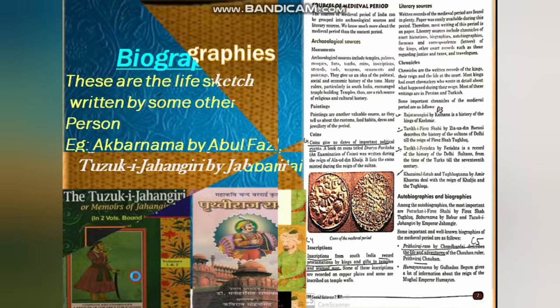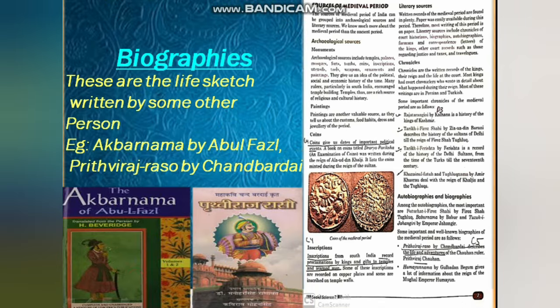Now you know what is autobiography. If so, what would be biography? Biography is the life sketch of a person written by some other person. Some of the well-known biographies are Prithviraj Raso by Charbardai. It is an epic poem about the life of the Chauhan king Prithviraj Chauhan. Humayun Nama by Gulbatan Begum. It gives a lot of information about the reign of the Mughal Emperor Humayun. And the Akbar Nama by Abul Fasl about the reign of the Mughal Emperor Akbar.